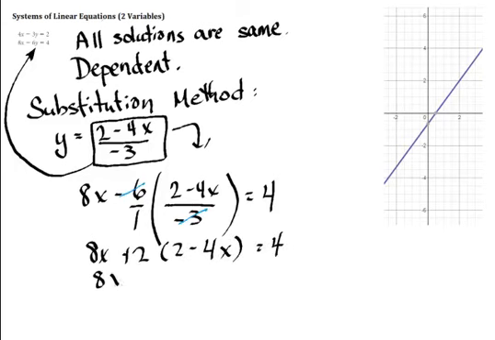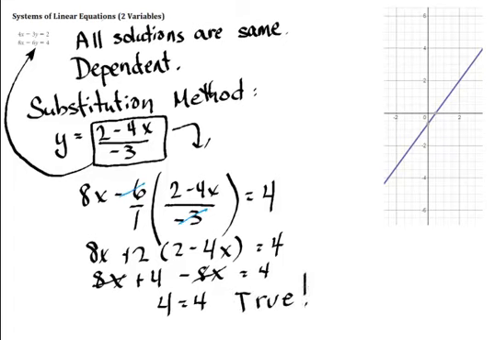And then I'll have 8x plus 4 minus 8x equals 4. And look, I've got 8x minus 8x, and then I have 4 equals 4. And this is true. It's always true. It doesn't matter what x and y are. They're the same line. It's dependent. So it doesn't matter what your x's and y's are. These two things are exactly the same because basically they're the same line.